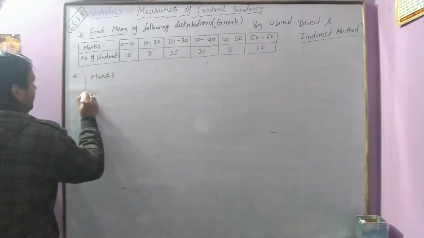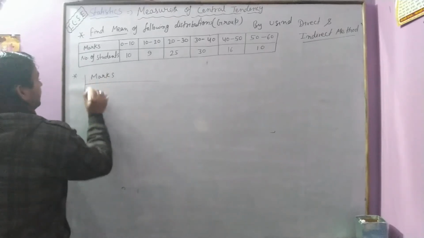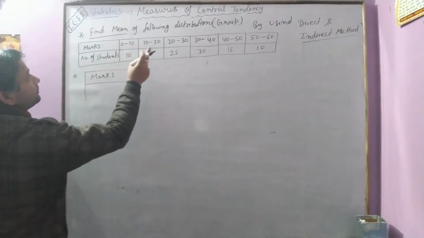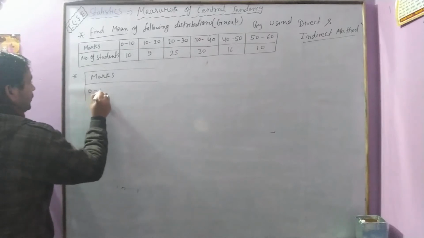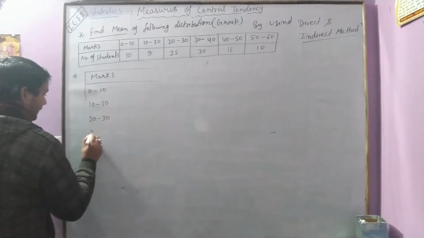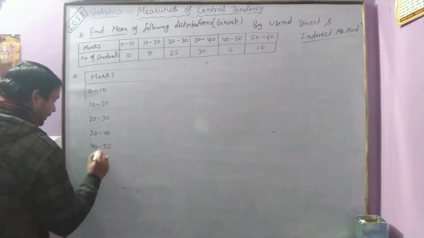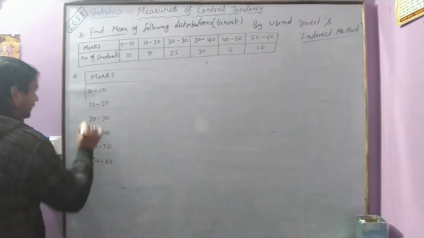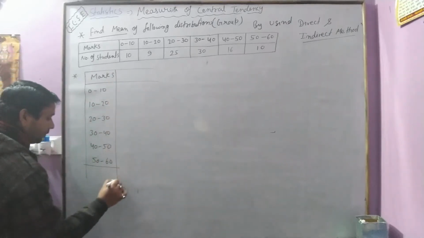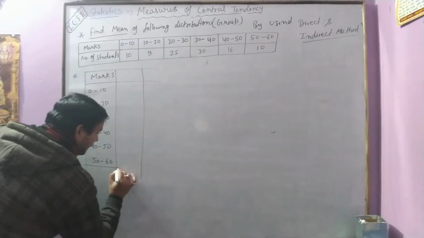This is marks: 0 to 10, 10 to 20, 20 to 30, 30 to 40, 40 to 50, 50 to 60. These are marks. Okay, students, after this leave a column and write frequency.